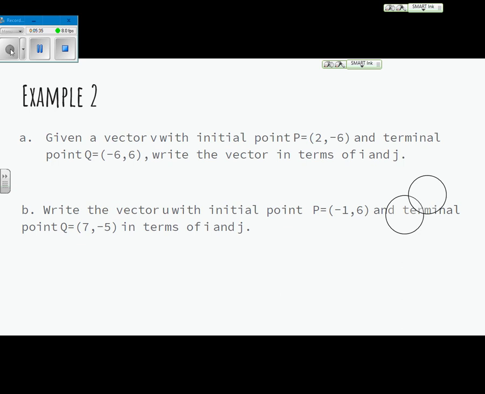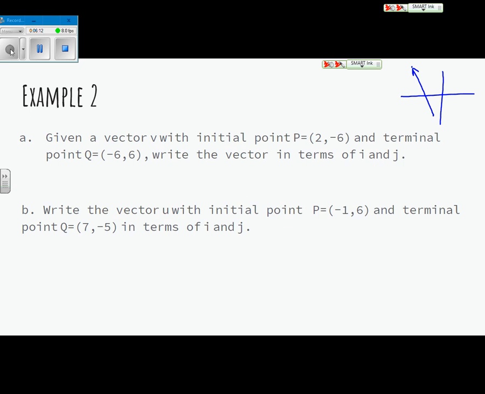I'm going to teach this just a little bit different than the book. Because yesterday we had this problem, and on the last video, we had this problem, and it wasn't too bad. We had a vector with an initial point and a terminal point. It had an initial point at, say, 2, negative 6, let's call it right there, and a terminal point at negative 6, positive 6. So we have this vector running up right here. And what I want to do is rewrite that vector in terms of i and j as a linear combination.